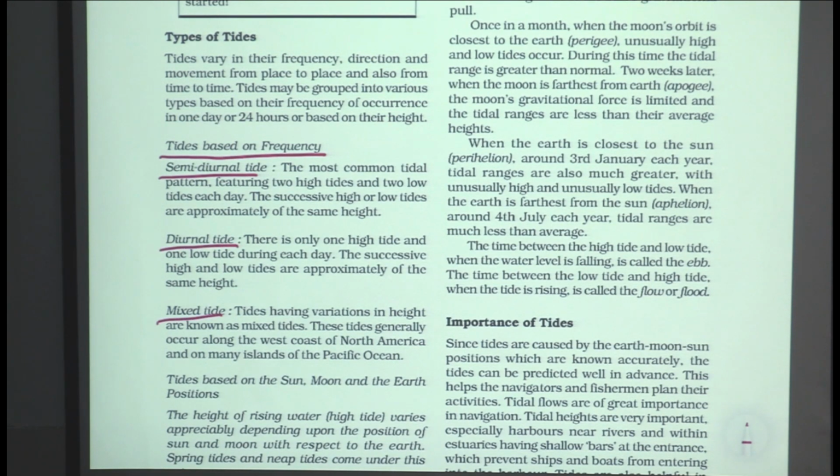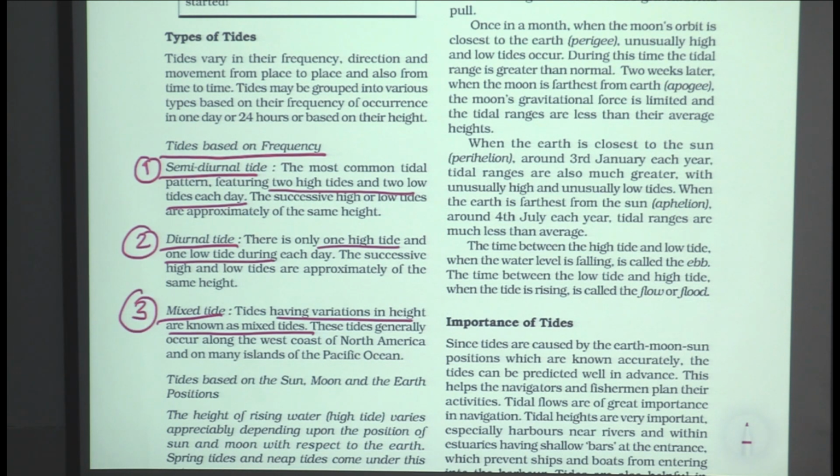And how exactly do we distinguish between them? The definition is very well given in our NCERT. I will be attempting a diagram, but first I want to read it. The semi-diurnal tide is the most common tidal pattern. It has 2 high tides and 2 low tides each day. Diurnal tide is 1 high tide and 1 low tide, and mixed tide is, of course, also diurnal where we are taking 2 high tides and low tides, but with variations in the height. So tides by frequency have 3 types: semi-diurnal, diurnal and mixed.